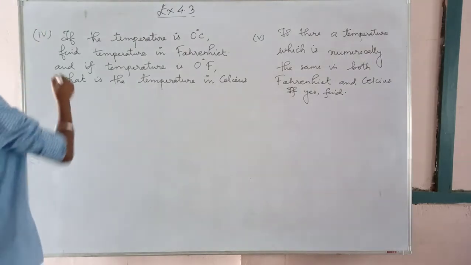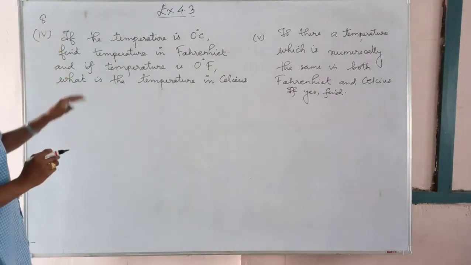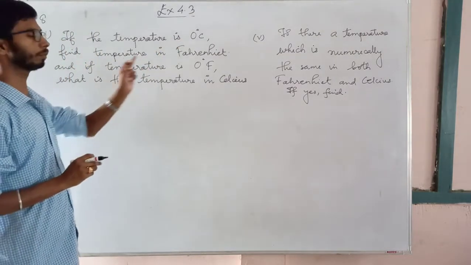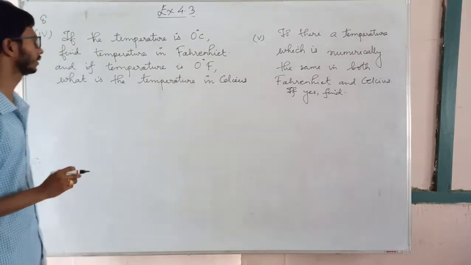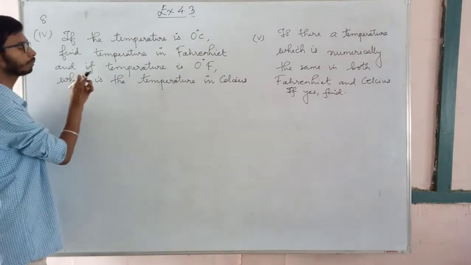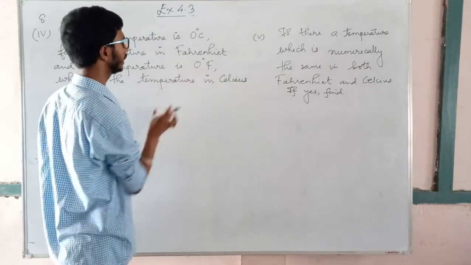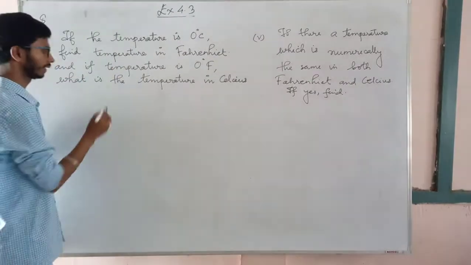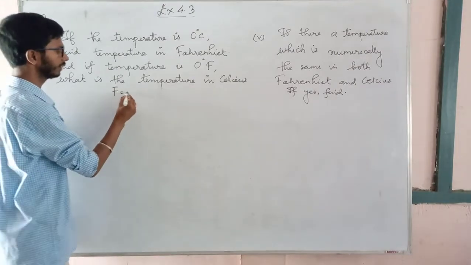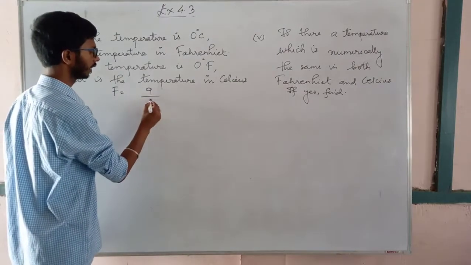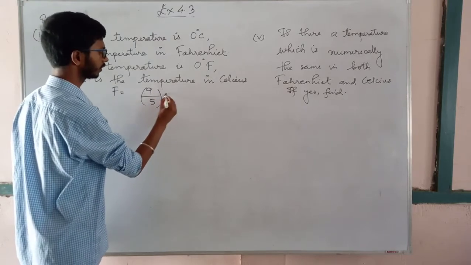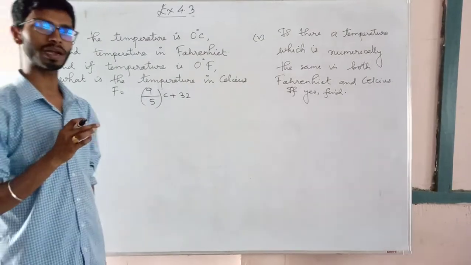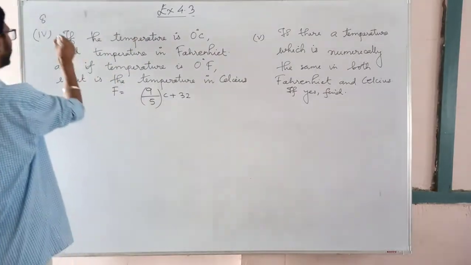Question number 8. If the temperature is 0 degree, find the temperature in Fahrenheit. And the second part, if temperature is 0 degree Fahrenheit, what is the temperature in Celsius? So the formula we know is F equal to 9 by 5 into C plus 32. Now this question comprises two parts. So this is the first part.